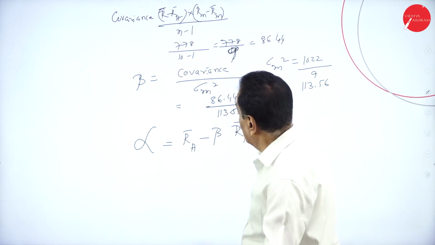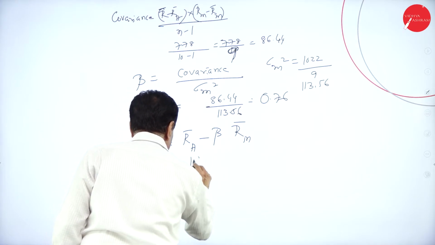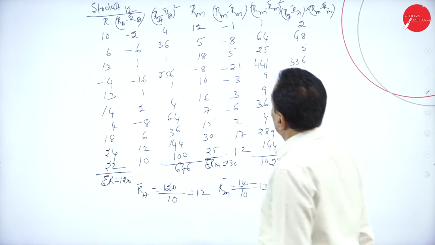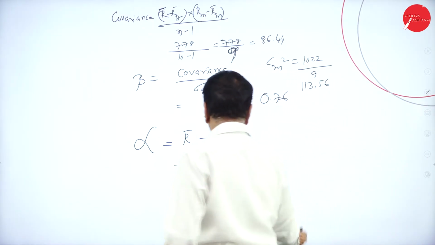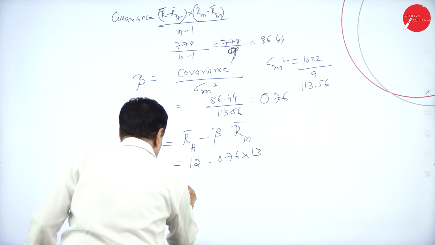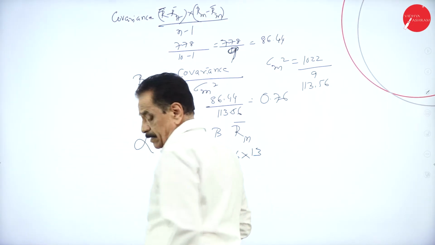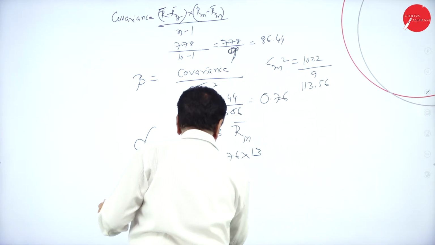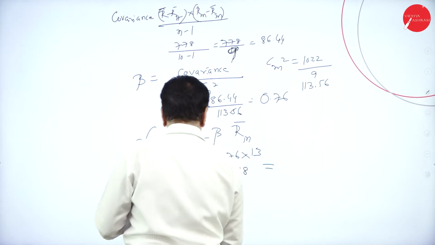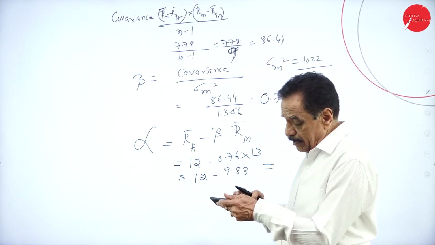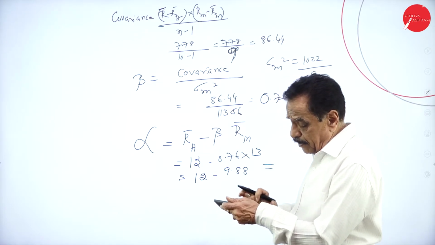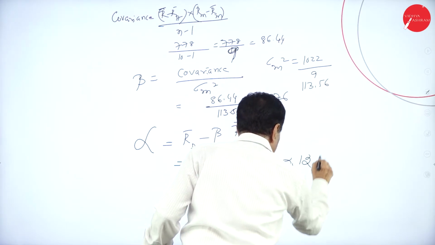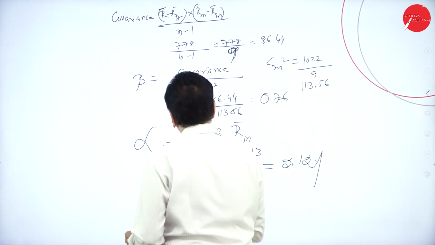What's your R mean A? 12 minus, what's your beta? 0.76. What's R mean M? 13. 12 minus 0.76 into 13, 9.88. It is equal to 12 minus 9.88, which is 2.12%, your alpha. This is the way you have to do it.